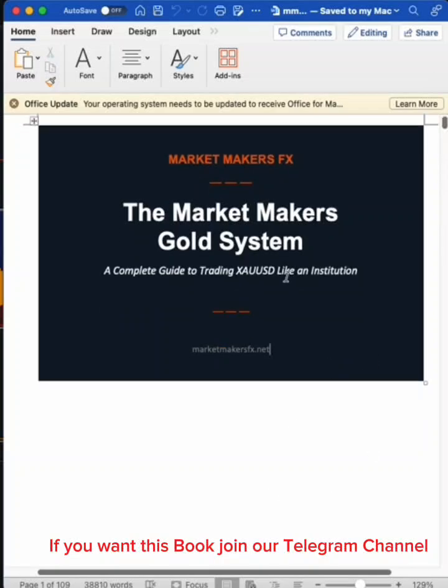Now, this ebook right here is almost 40,000 words and 108 pages of information. It is not an ebook, it is a whole thesis on my experience trading gold. My complete guide to trading XAUUSD like an institution.